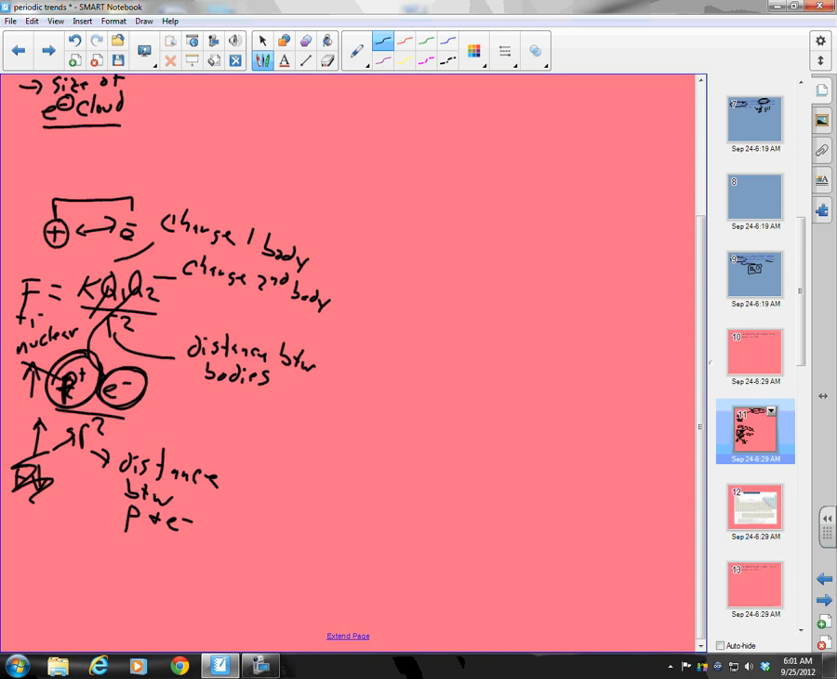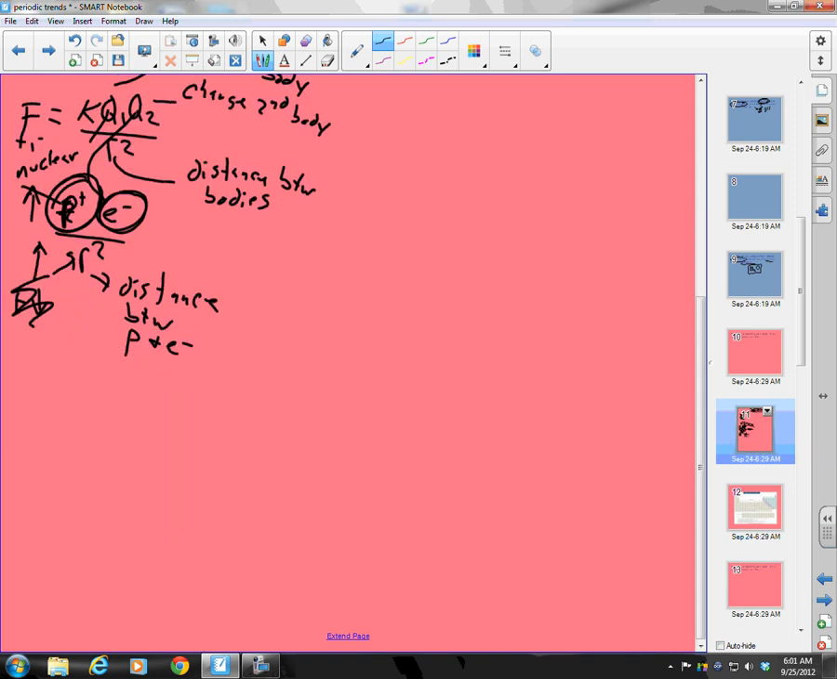Here, let me clean that up. So let's try to summarize this a little bit based on Coulomb's law. My force of attraction between my nucleus and my electron is going to go up with my increasing nuclear charge. Why is that? Because that means my Q1, right here, let's write this again, KQ1 Q2 over R squared equals my force. If my Q1 increases, what's going to happen? My force is going to increase.